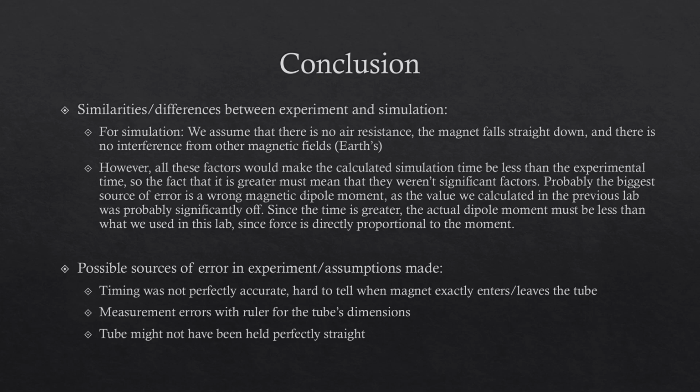Some possible sources of error in this experiment included the fact that our timing was not perfectly accurate, because it's hard to tell when the magnet exactly enters / leaves the tube. Another source of error could be that we didn't perfectly measure the tube's dimensions, and that the tube might not have been held perfectly straight.